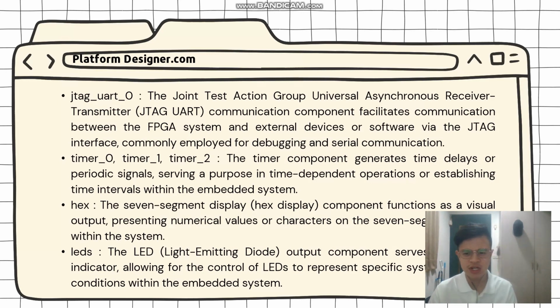These timer components generate time delays or periodic signals, serving a purpose in time-dependent operations or establishing time intervals within the embedded system. And then next, I use hex, the 7-segment display, as we all know. This component functions as a visual output, presenting numerical values or characters on 7-segment displays within the system. And then next we have the LEDs, the light emitting diodes. This output component serves as a visual indicator, allowing for the control of LEDs to represent specific system states or conditions within the embedded system.